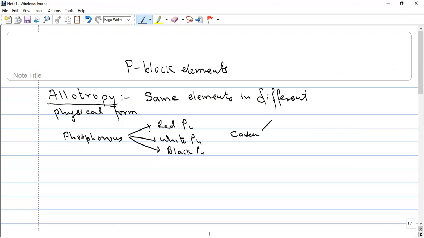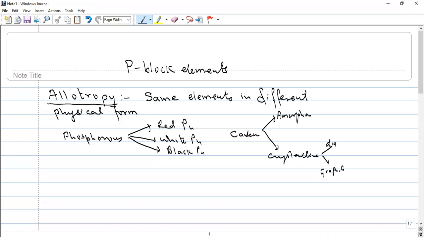Carbon exists as amorphous and as crystalline. In crystalline form also, it is in the form of diamond and in the form of graphite. So these are all different allotropes of an element, and this property is called allotropy.